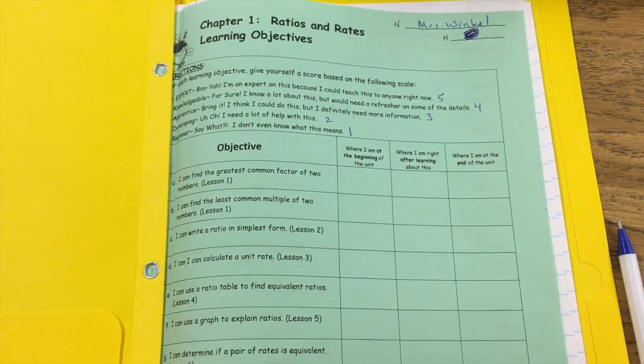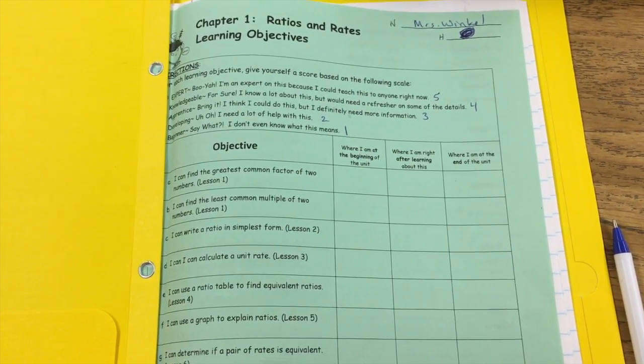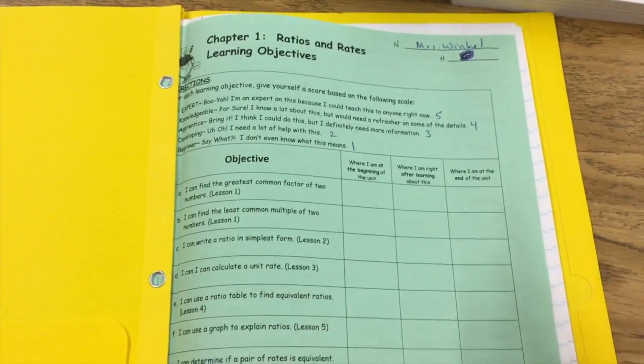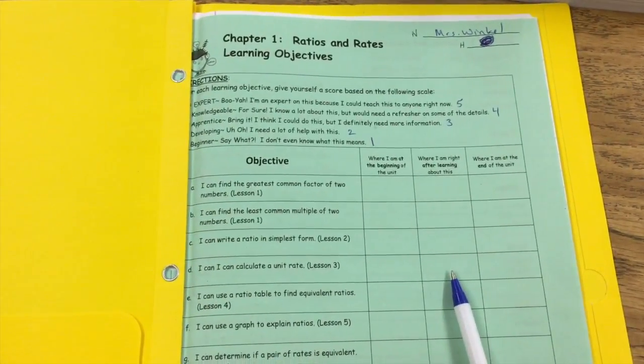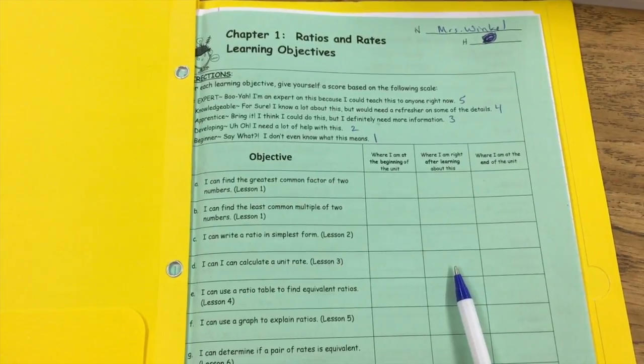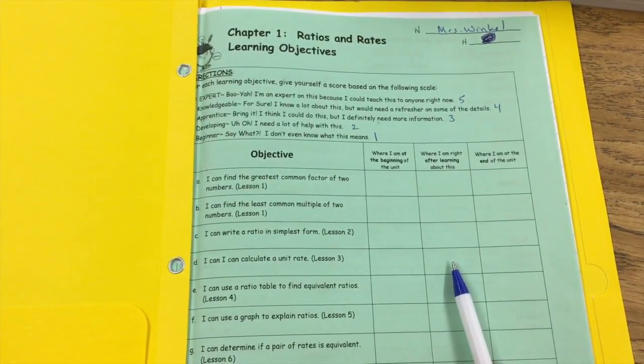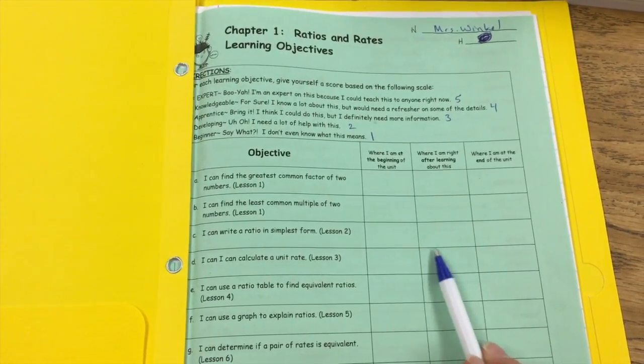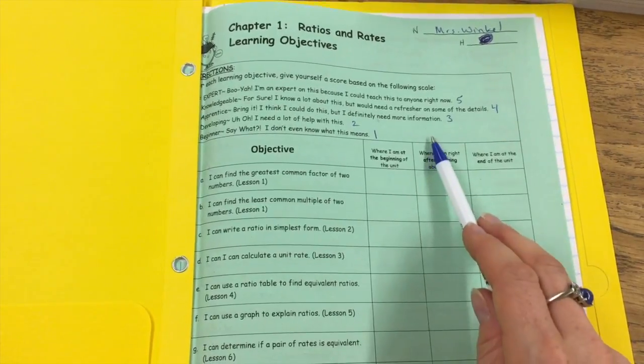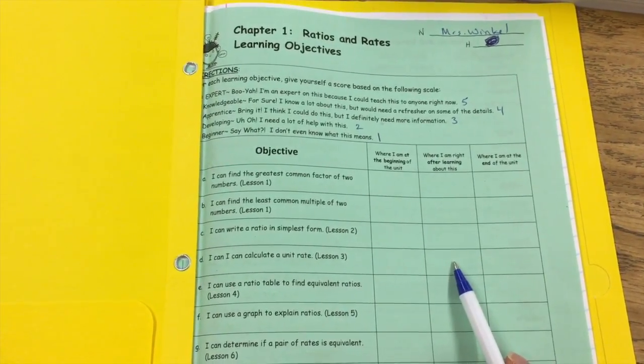Okay, the last thing that we need to do for this lesson is we need to go back to our learning objectives and fill out where I'm at after learning about this. Right here for objective D, I can calculate a unit rate, 1 through 5 using this scale up here. Where are you at for this learning objective?